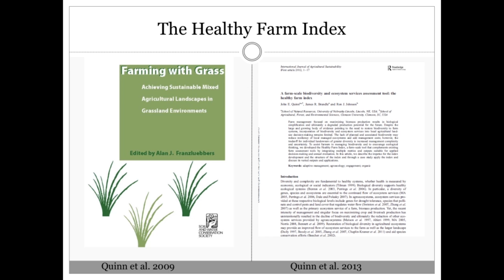The Healthy Farm Index has been an ongoing project for approximately 8 years. There's multiple articles available to read about the tool broadly, but in particular, the motivation for the tool emerged from this interest in how do we balance biodiversity conservation on farms with the necessity that farms maintain viable crop production. These articles are available on the website or upon request.